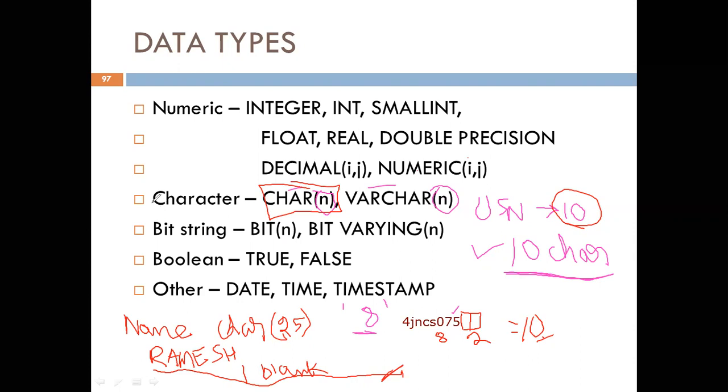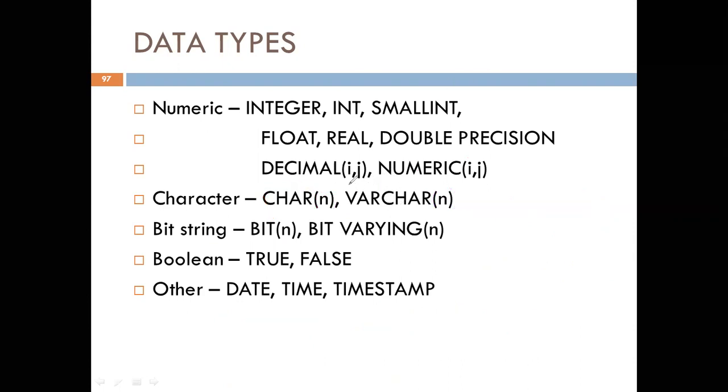Now let us look at varchar. When we declare any attribute as varchar, let us consider again our name attribute. If we declare it as varchar of 25, what happens is it will not allocate the memory for 25 characters. Instead, for example, let us consider the same name, Ramesh, with 6 characters. When we specify this as a variable character with 25, this 25 indicates the maximum number of characters that we can store in this particular attribute.